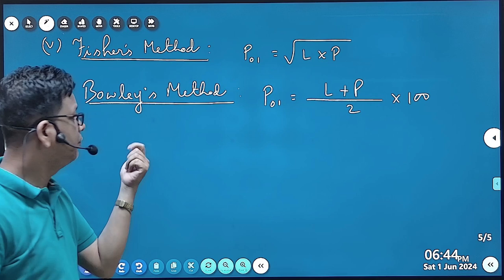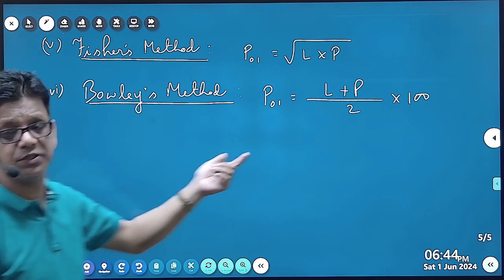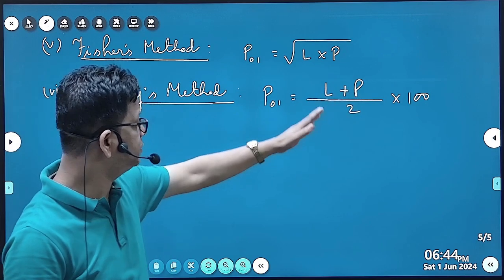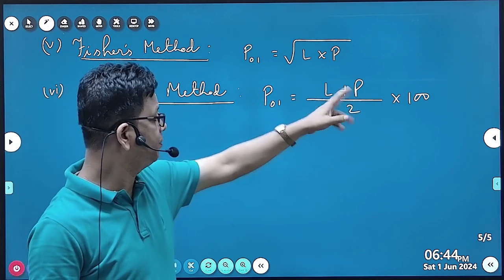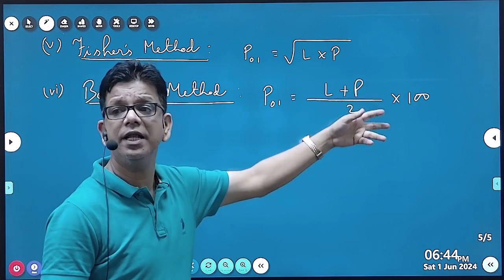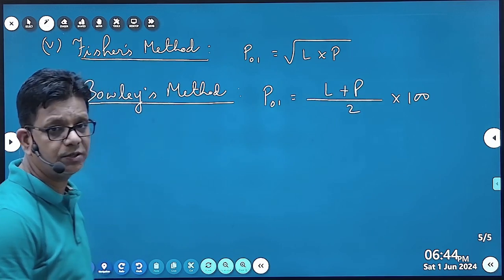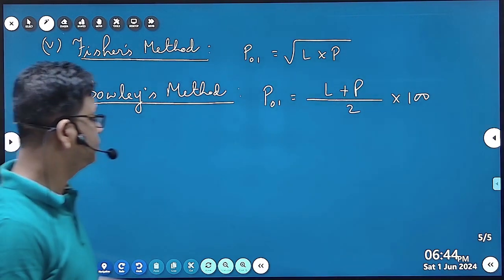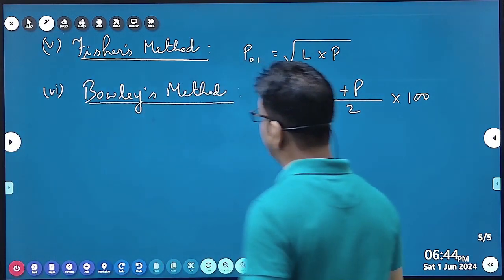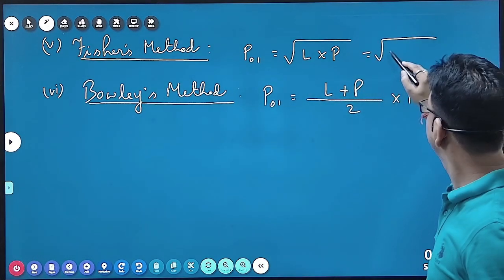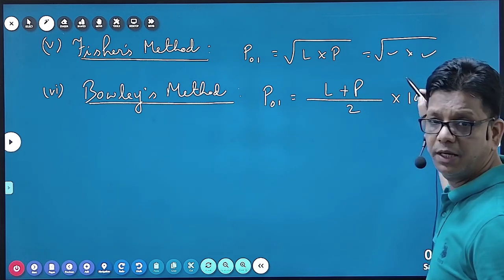This one, Bowley's method, he also took the average. He took the average of the price indices obtained by the two previous methods, Laspeyres' method and Paasche's method, and then multiplied by 100. So they are not individual methods. They are methods found by taking the help of the previous ones. So this is very easy. Just put the L and P and get the required answer.